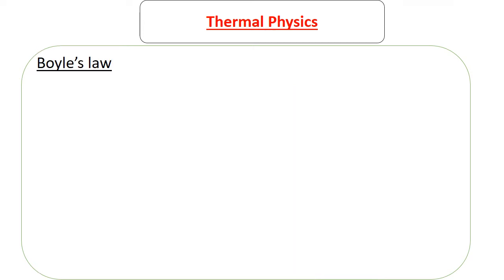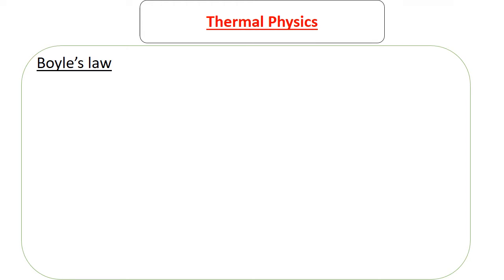So we're going to take a look at three laws that govern the three physical parameters of gases: volume, temperature, and pressure. So there are three different laws that tell us how these parameters are related.